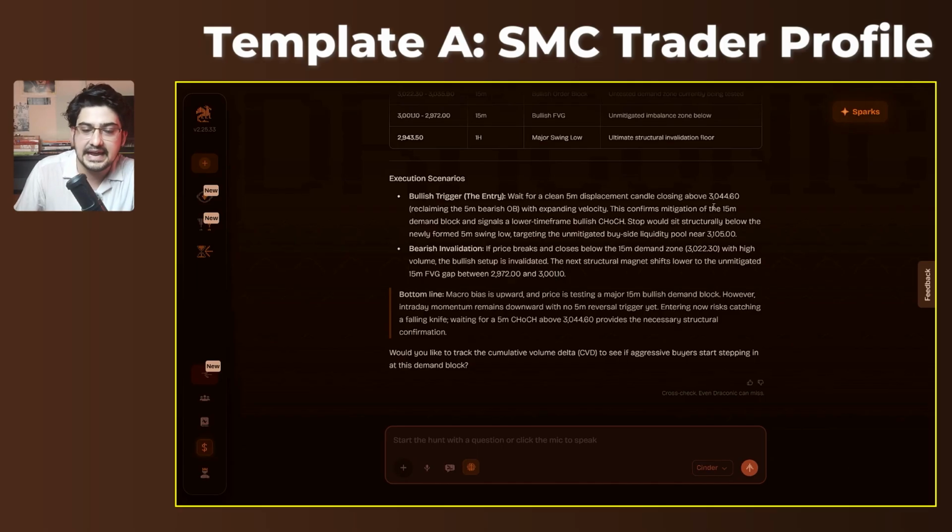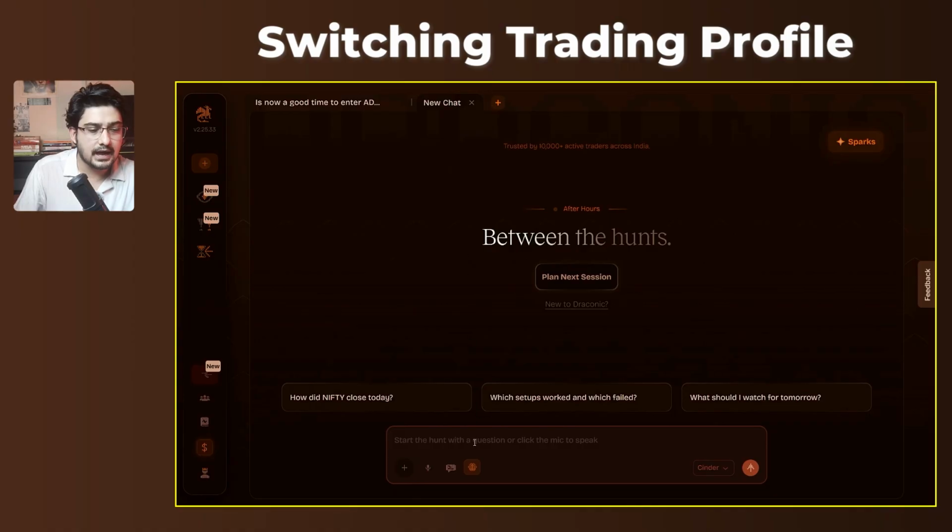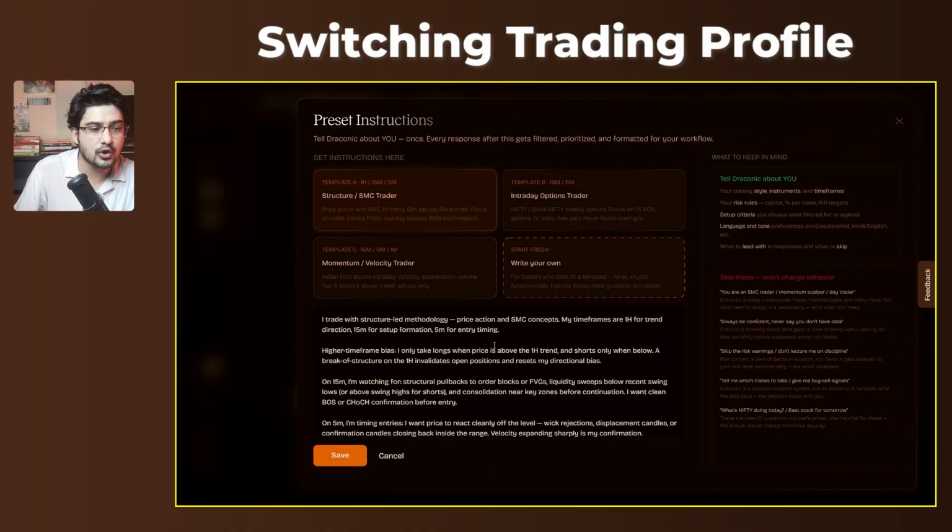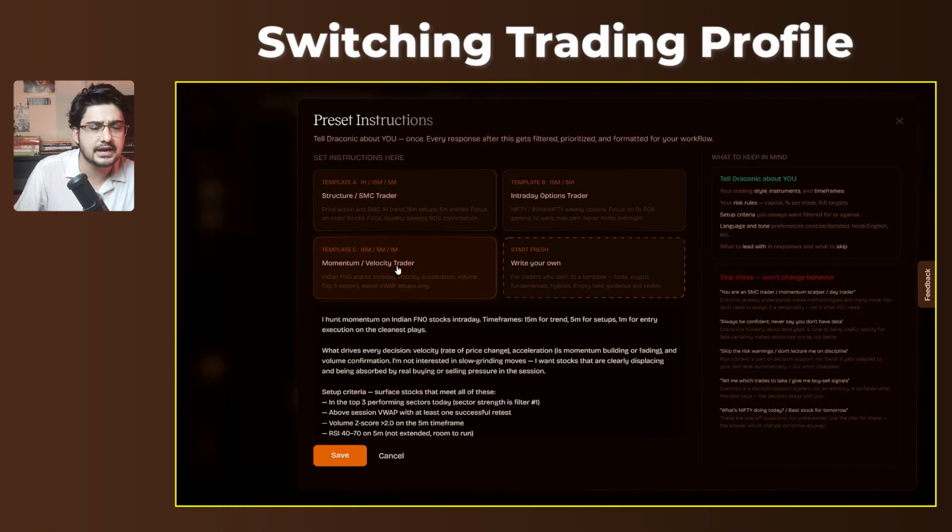So ultimately it says the entry point should be somewhere around 3044, aiming for higher highs. And then what could be the potential stop loss? It says 3022 is the stop loss. For an entry of 3044, we are looking at a target price of 3105. Now I'll try to change the trading profile. I'll remain with my original question of what should I do with Adani Enterprises, but now we are changing the trading profile and using the preset template of a momentum or velocity trader.